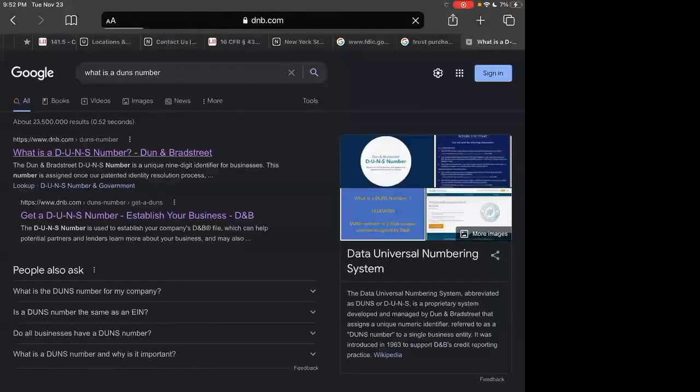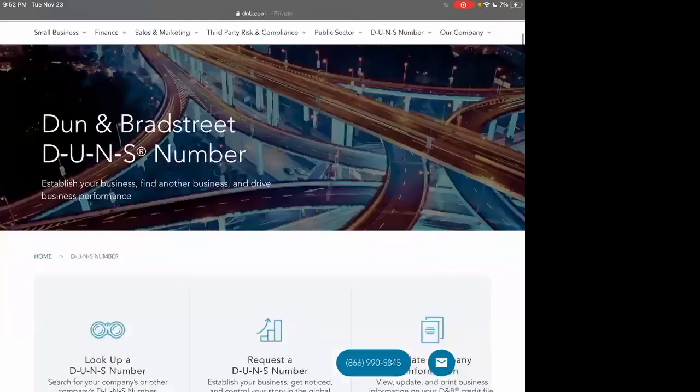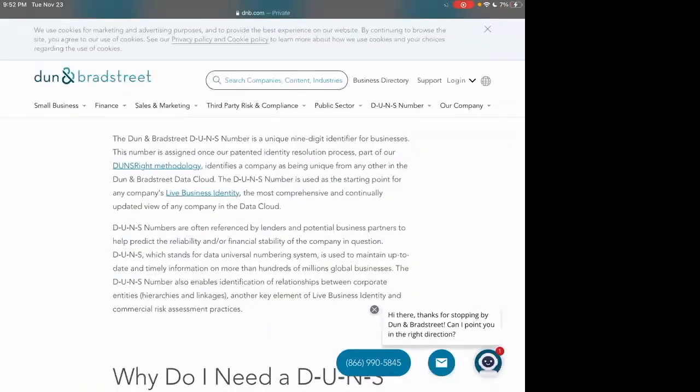The DUNS number is a unique 9-digit identifier for businesses. This number is assigned once our patented identity resolution process, part of our D-U-N-S Right methodology, identifies a company as being unique from any other in Dun & Bradstreet's data cloud. The D-U-N-S number is used as a starting point for any company's live business identity. The most comprehensive and continually updated view of any company's data cloud.